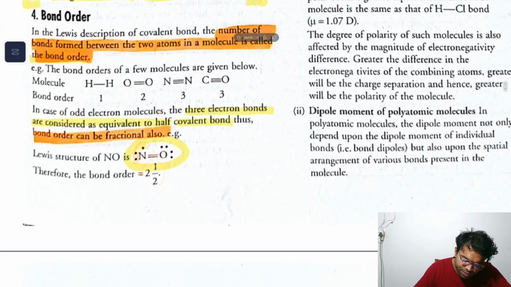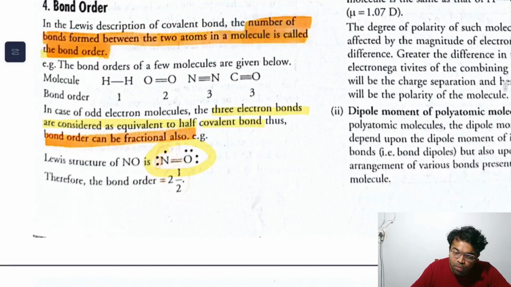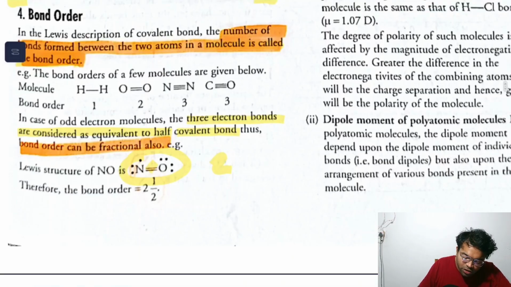What did you understand from this? In the case of odd electron molecules, the three electrons bonded can be considered as half a covalent bond. Thus, the bond order can be a fraction as well. So the number of bonds present here is 2, right? There are two atoms present here, so two bonds, and then 1/2. So you can have half. It can be a fraction as well.